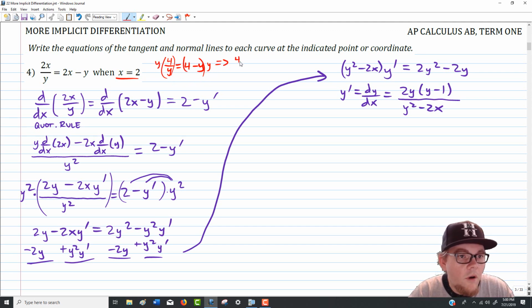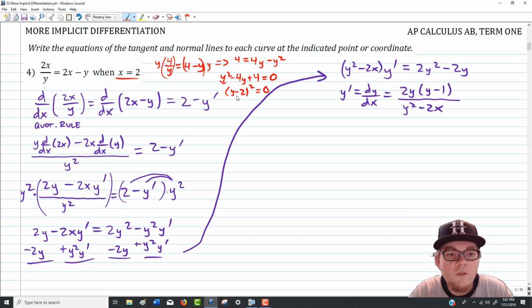You'll end up with 4 equals 4y minus y squared. If we move everything to the left side by adding y squared and subtracting 4y, we get y squared minus 4y plus 4 equals 0. And as a heads up, that is a perfect square trinomial. That just says y minus 2 squared is 0, which means y equals 2 also. So what we're going to be doing is evaluating this at the point 2, 2.